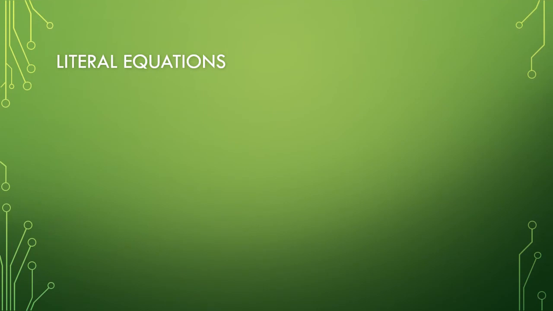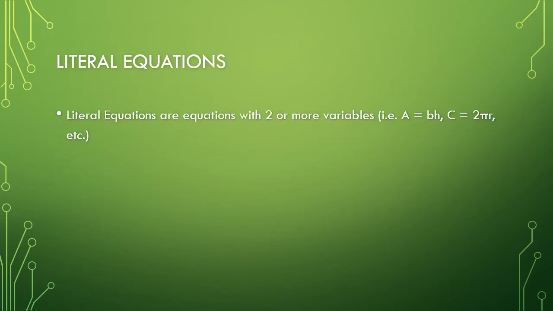The last part of what we're going to look at for this video are the literal equations. Literal equations are equations that have two or more variables, and this would be like our formulas, such as the area is equal to the base times the height, or the circumference is equal to 2 times pi times r. These are all examples of literal equations.